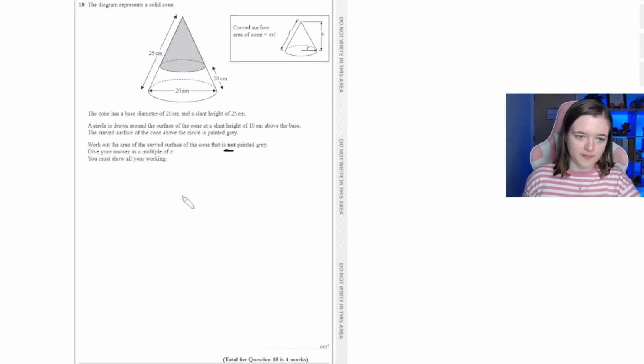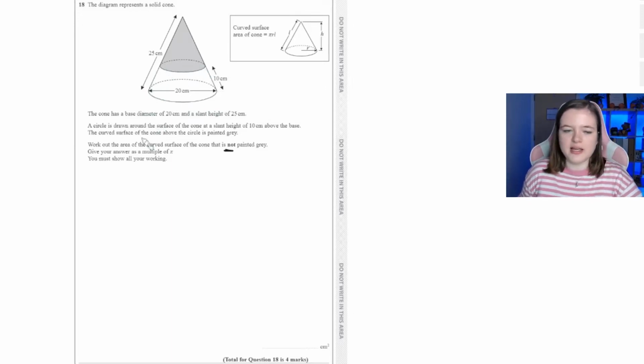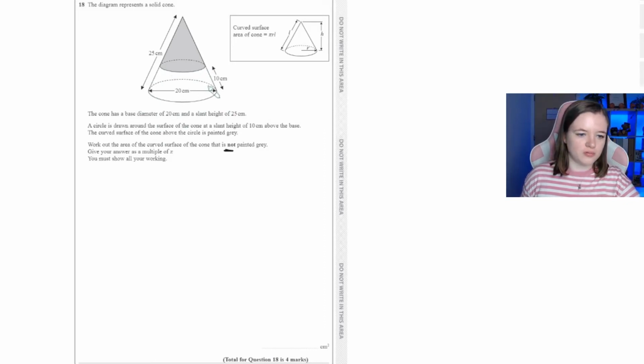Okie dokie then. So we want the area of this frustum here. It's called a frustum, but there are no simple formulas for frustums. I mean, there probably is one, but it's going to be really long, really complicated. So in order to work out the surface area of this, we're going to find the total surface area of all of it. Then we're going to subtract the surface area of the grey bit. And that's going to leave us with the surface area of this white bit here.